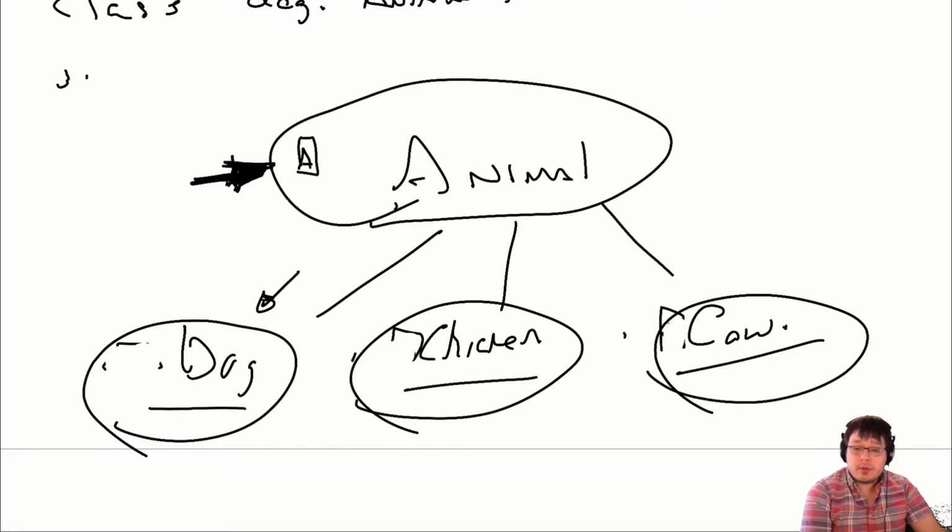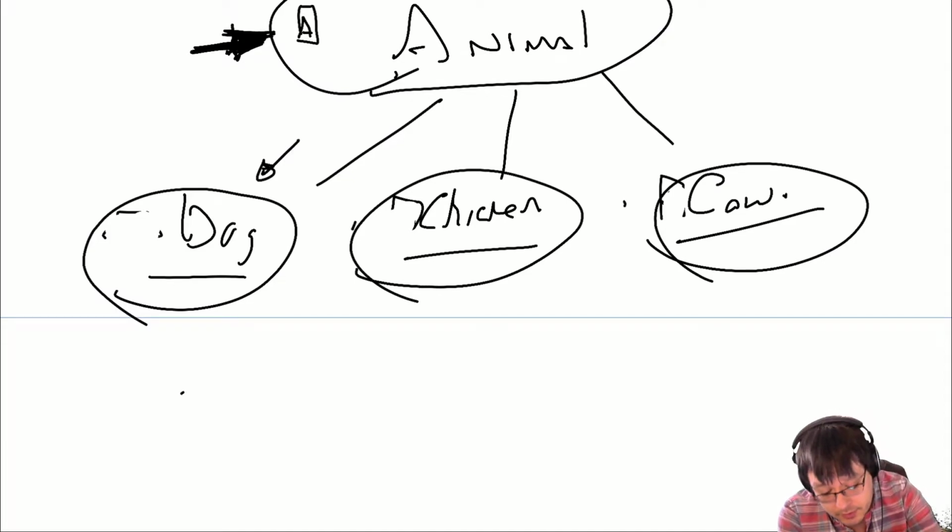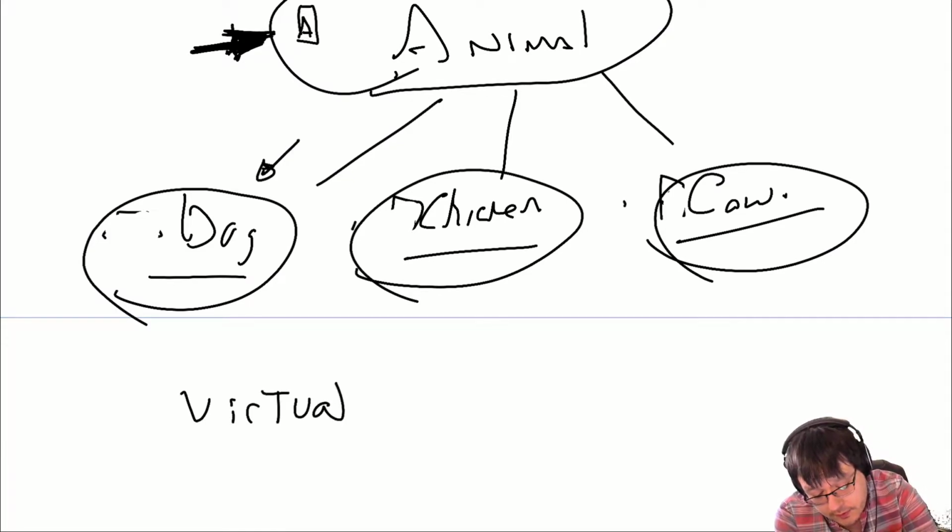And the way that I'm going to achieve making a class abstract in C++ is with the concept of virtual functions. Now, virtual functions are useful for a lot of things, so this is just one of the uses of them, okay?